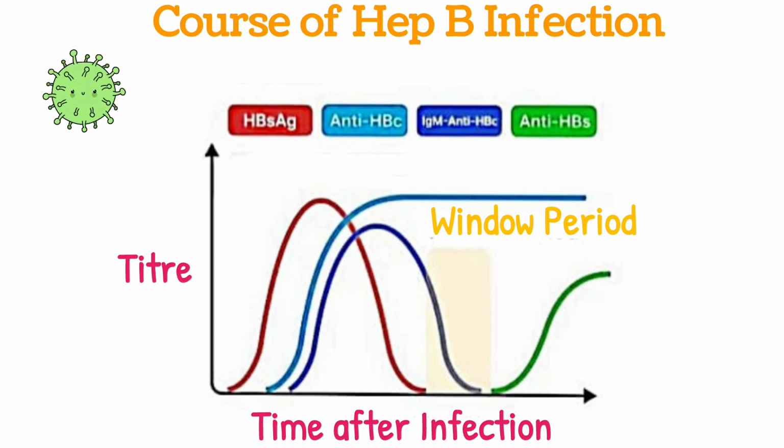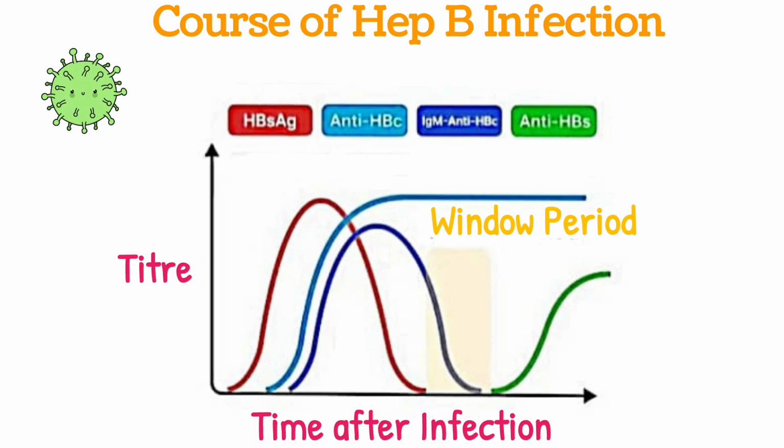After this period, the hepatitis B surface antigen titer declines gradually over time until it becomes undetectable in most cases. The light blue curve on the graph represents hepatitis B core antibody titer. This curve shows that during the acute phase of hepatitis B infection, hepatitis B core antibody titer increases in response to the infection. The peak of this curve occurs shortly after the peak of the hepatitis B surface antigen curve, and then gradually declines over time.